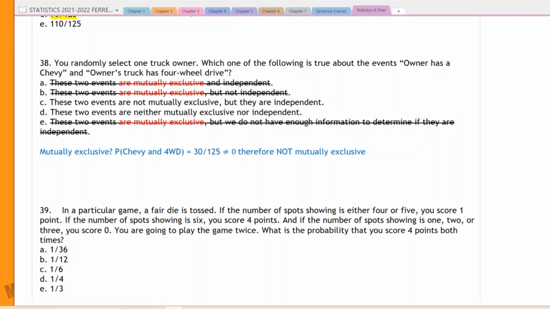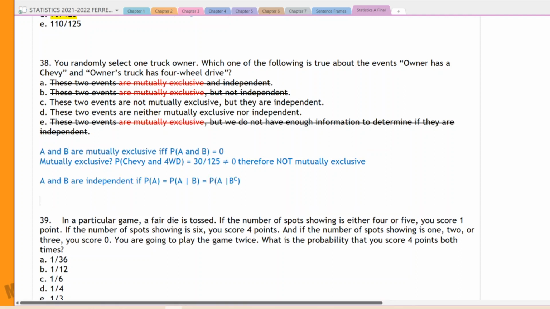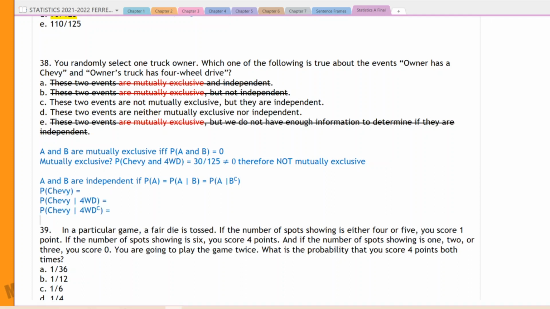So looking at the two answer choices that are left, which is not mutually exclusive and not independent, that means we have to check if they're independent. So let's get the independent probability. Two events are independent if the probability of A is equal to the probability of A given B, and that's equal to the probability of A given B complement. In terms of Chevy and four-wheel drive, we have to check the probability of Chevy given four-wheel drive, and probability of Chevy given the complement of four-wheel drive.